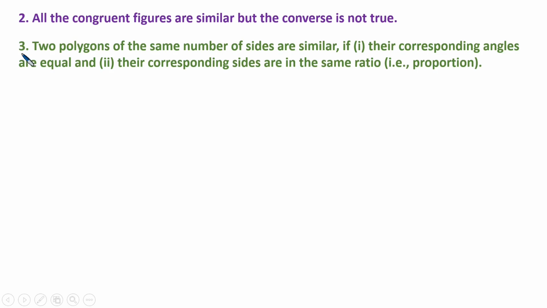Okay, the third point: two polygons of the same number of sides are similar if their corresponding angles are equal and their corresponding sides are in the same ratios. Then these polygons are said to be similar.